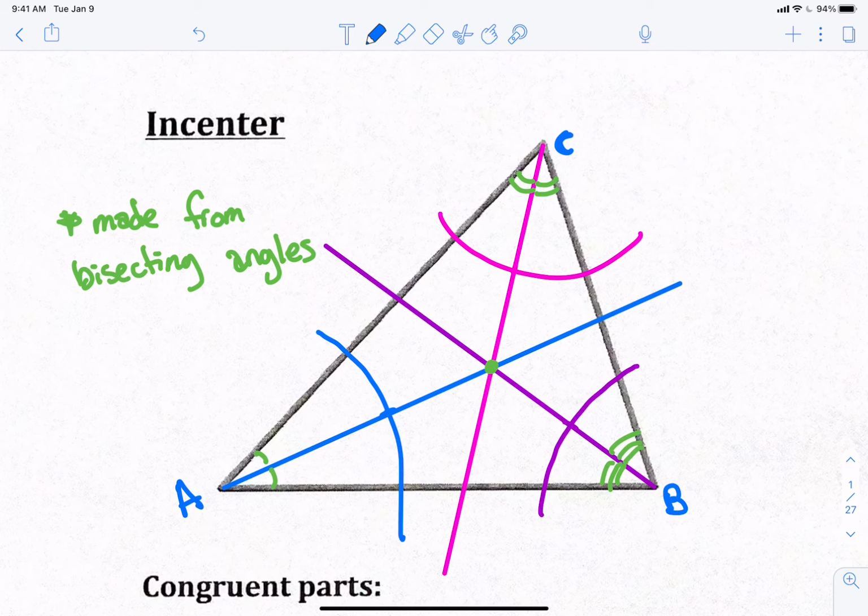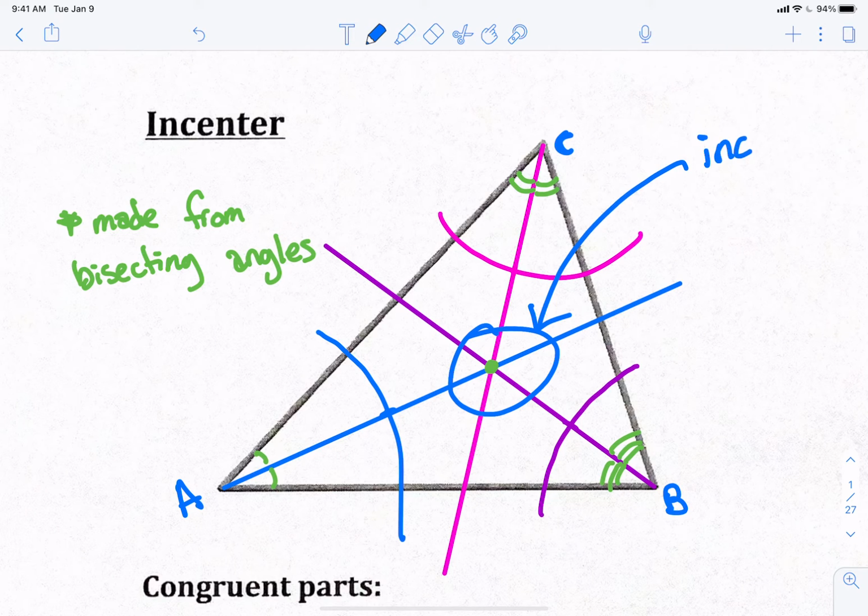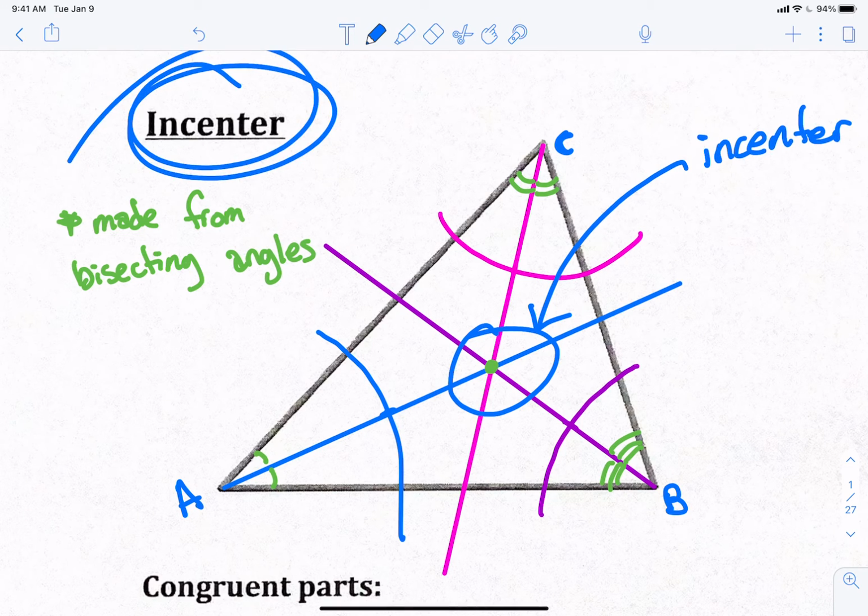Okay, so we bisected the angles. This guy right here is called the incenter. That's the section that we're under. Now let's call this guy D. So put your labels in here. Okay, A, B, C, D.